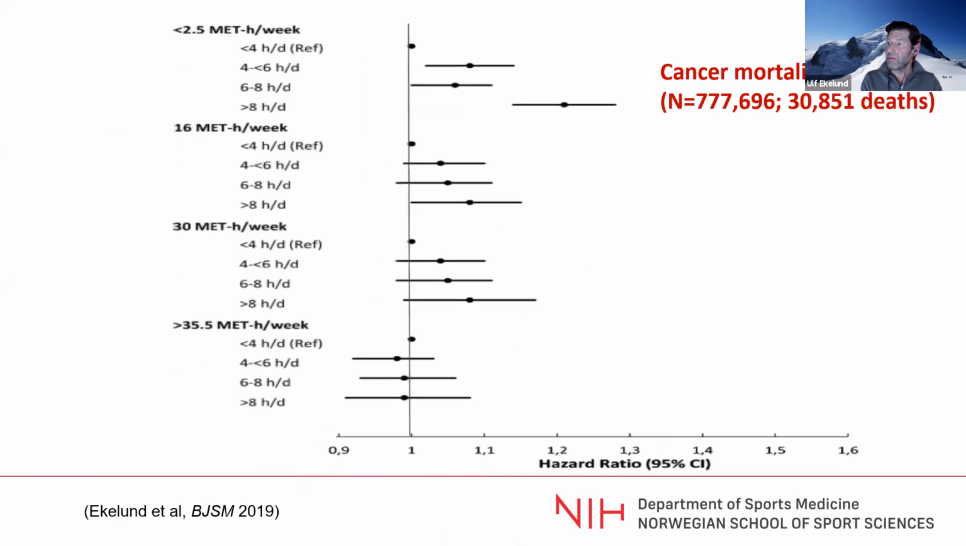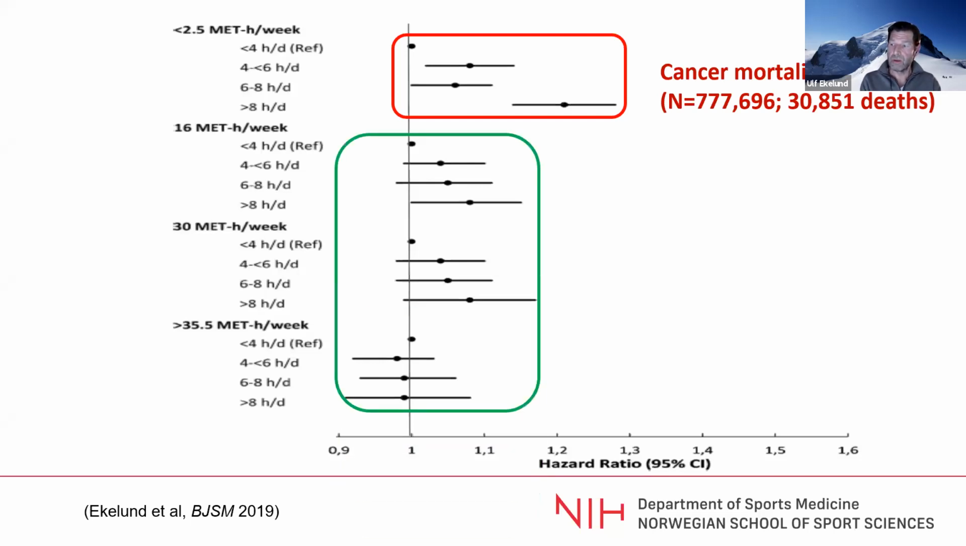The pattern is very similar for cancer mortality. Again, in the inactive quartile, there is an increased risk with higher sitting time, especially if you sit for more than 8 hours per day, whereas in the other three quartiles, there is a less pronounced risk, and in the most active quartile, there is no risk at all with increased sitting time. So these data may suggest that physical activity can modify the association between sedentary time and risk of mortality.